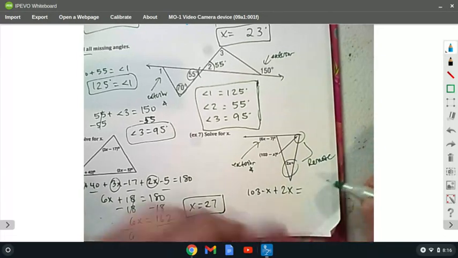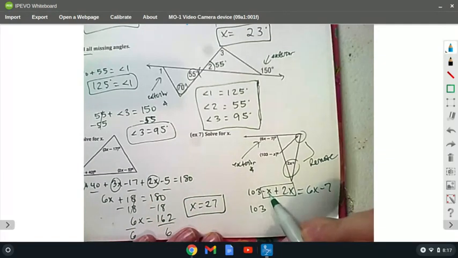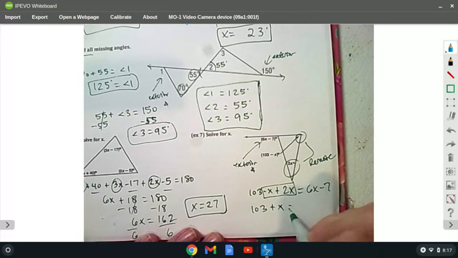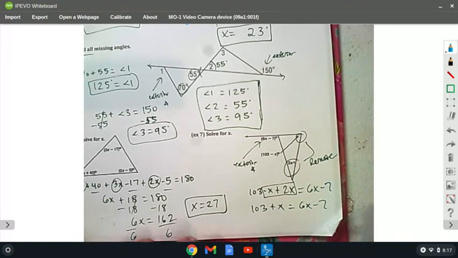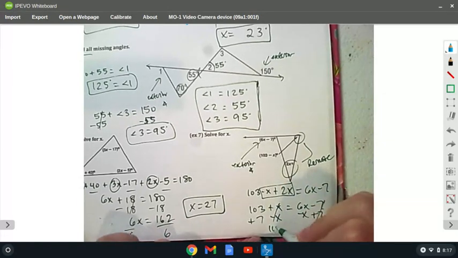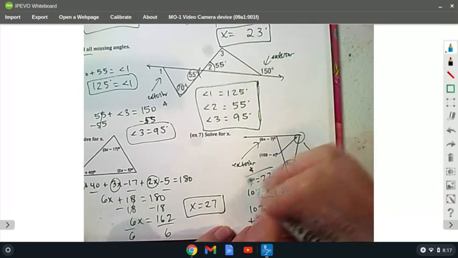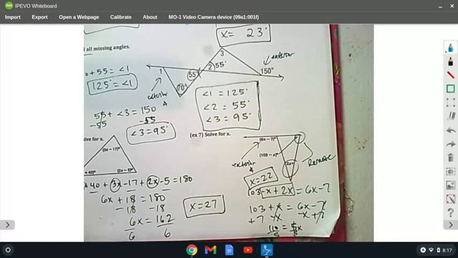So I'm going to add those together and set them equal to that exterior angle, 6x minus 7. I can combine my like terms here. Negative x plus 2x is going to give me a positive x. I can subtract x from both sides and add 7. So that gives me 110 equals 5x. And then I'm going to divide by 5 on both sides, and I get that x equals 22. Once again, all they wanted me to do here was solve for x, so I am done.